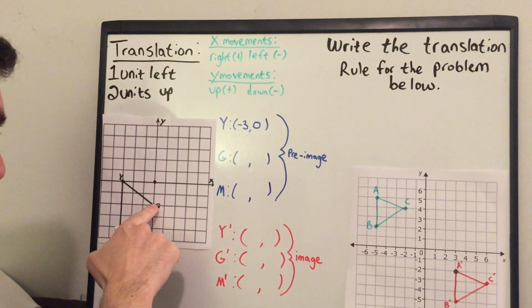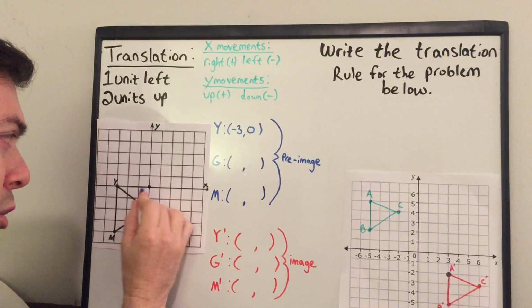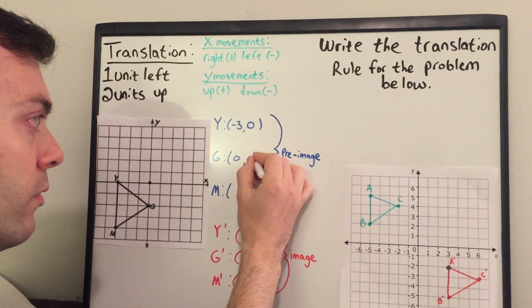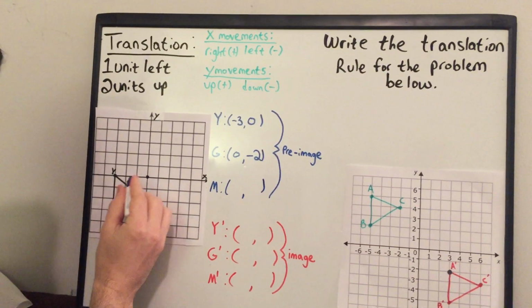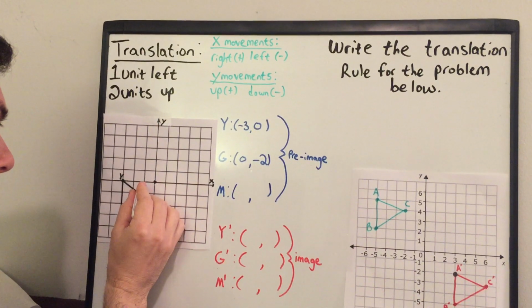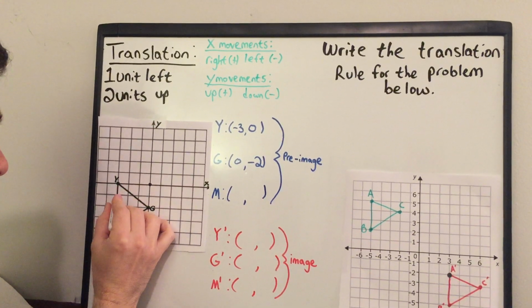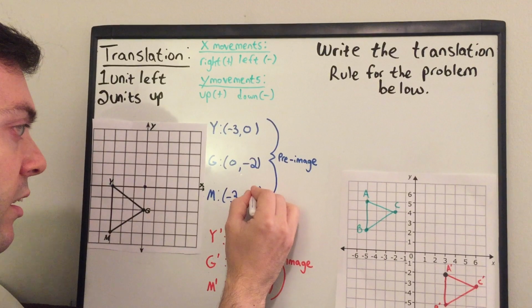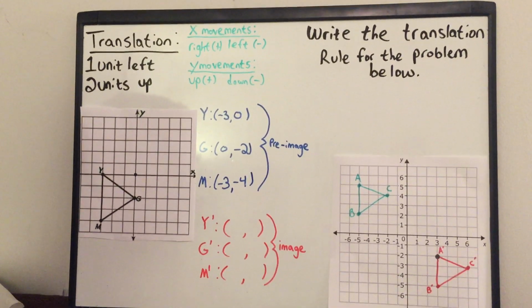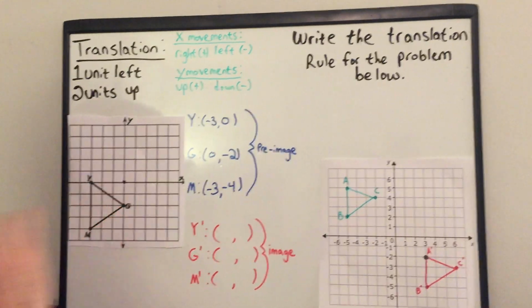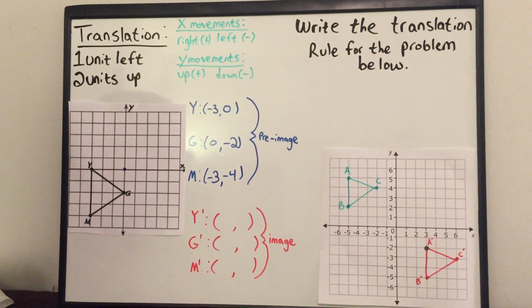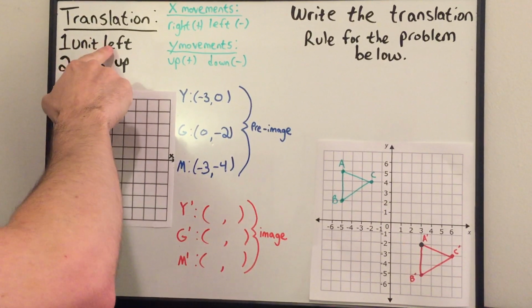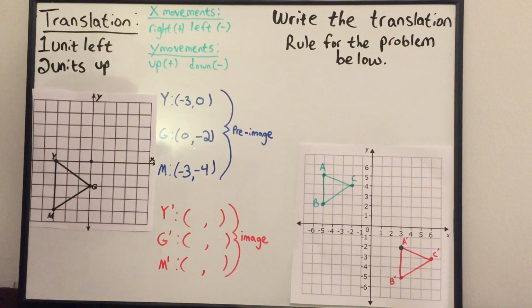0. Now g, we're going to start at the origin, but we don't move left or right any, so that will be 0 for our x, but we'll go down -1, -2. And then m, we'll start back at the origin, but we'll go -1, -2, -3 for our x, and then -1, -2, -3, -4 for our y. So -3 and -4. So first I found all my coordinates for my pre-image, or my original triangle. Now, this is where the positives and the negatives come into play. 1 unit to the left is a negative movement for our x movement.